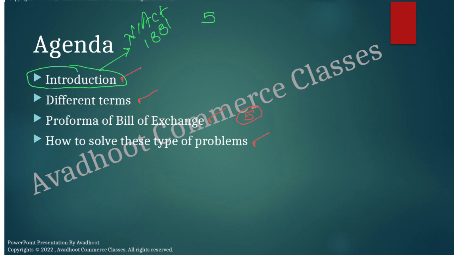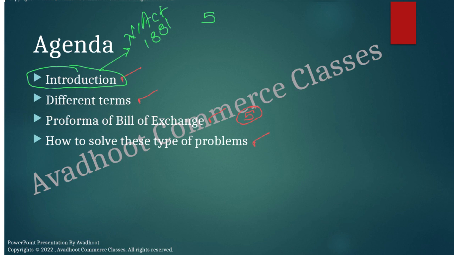A bill of exchange is an instrument in writing containing an unconditional order, signed by the maker, directing a certain person to pay a certain sum of money only to, or to the order of, a certain person, or to the bearer of the instrument. You must know the definition very well. This definition gives the features of the bill of exchange itself. There is an Act, that is the Negotiable Instruments Act of 1881.